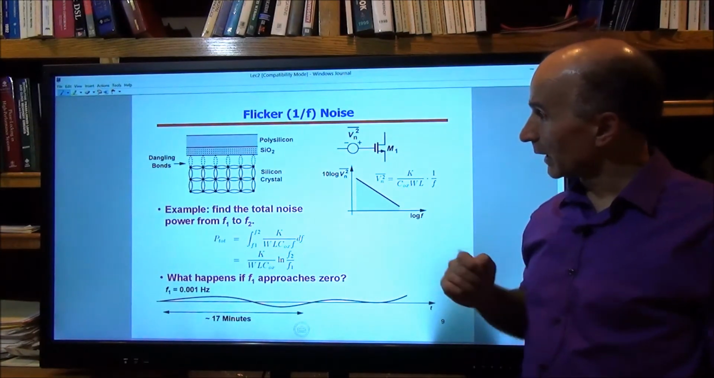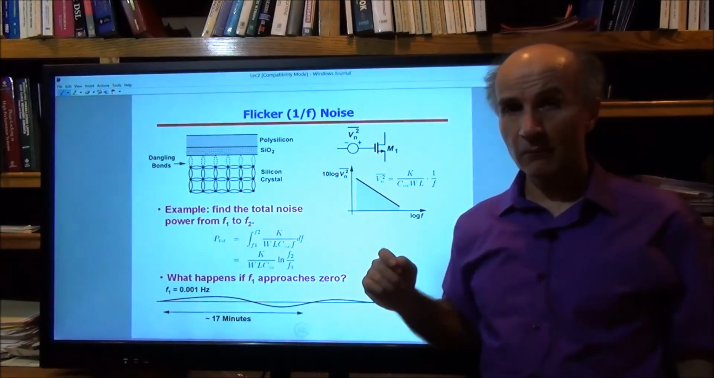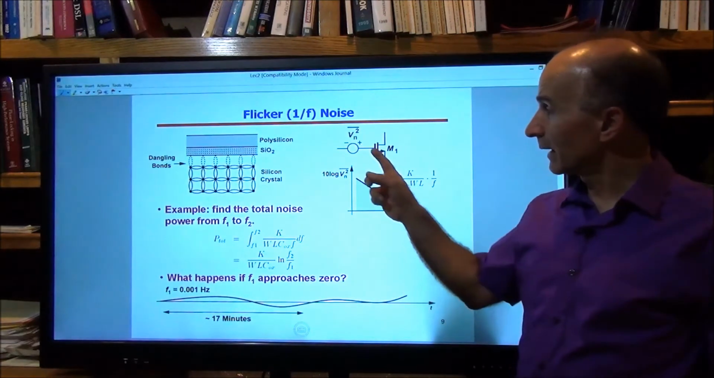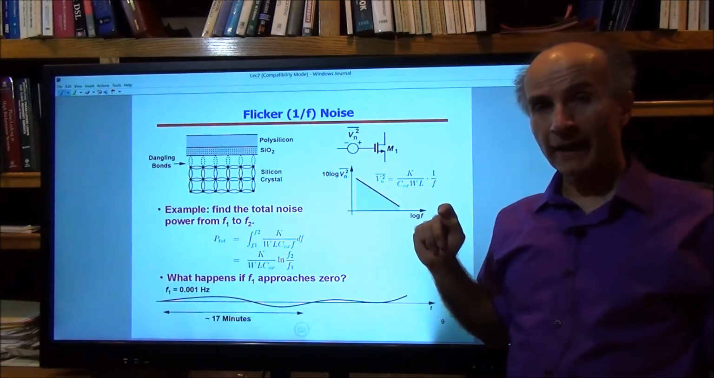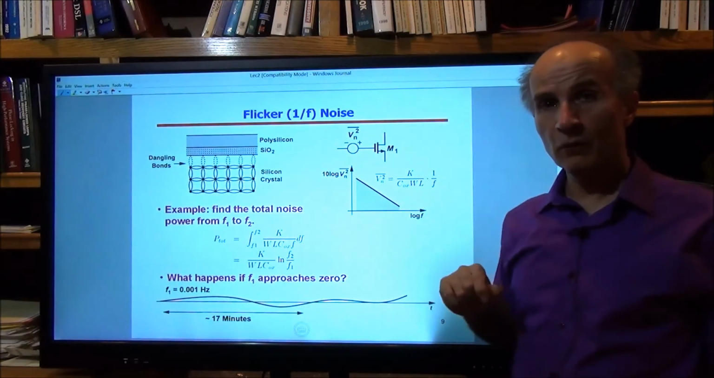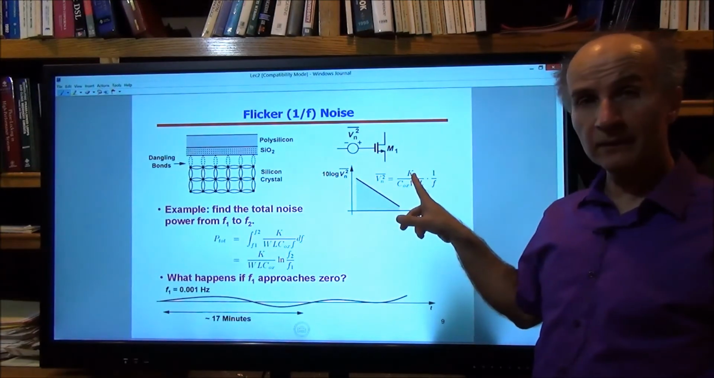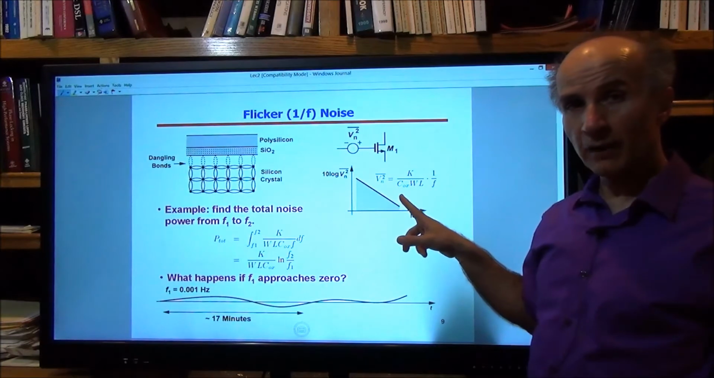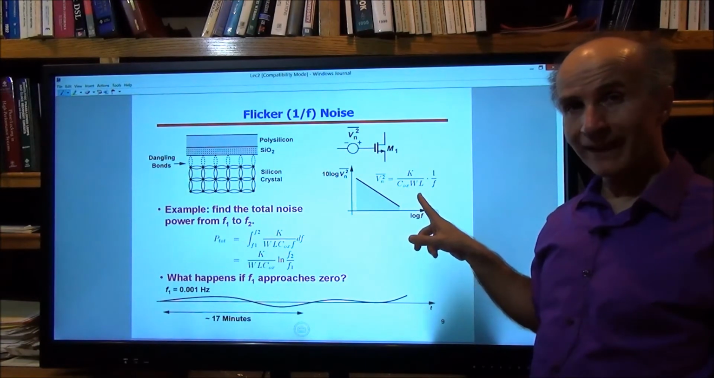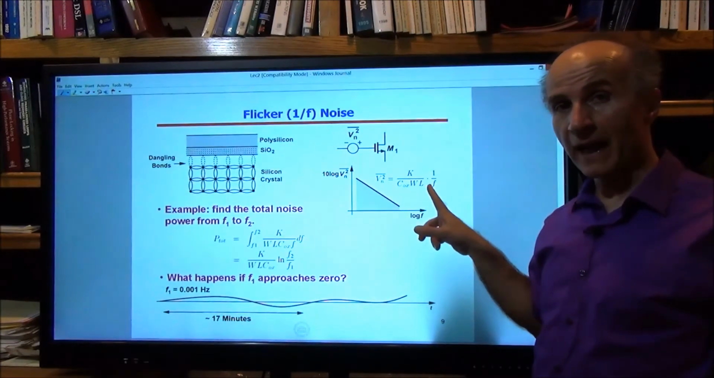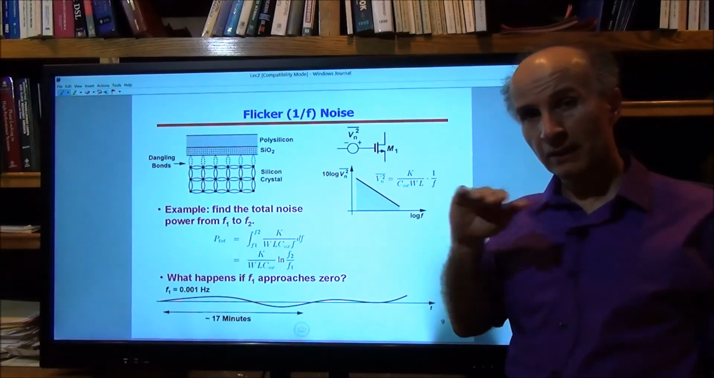Okay, so the flicker noise is modeled by a voltage source in series with the gate, as you can see here. And the spectrum of this noise voltage has this equation: some constant of the technology divided by Cox WL, and then 1/f. So you can see that it goes down with frequency. It's no longer flat.